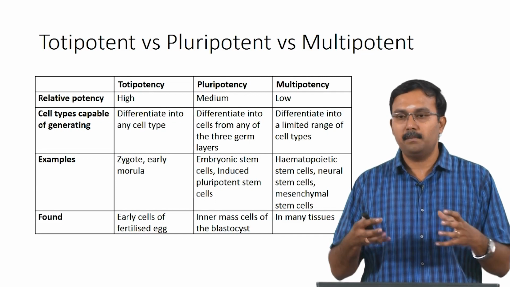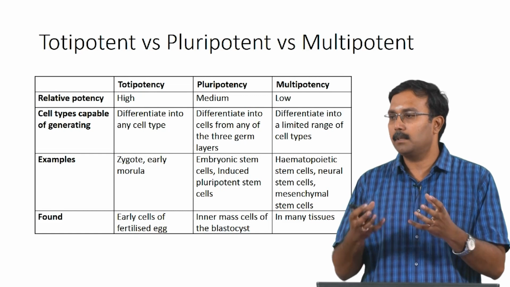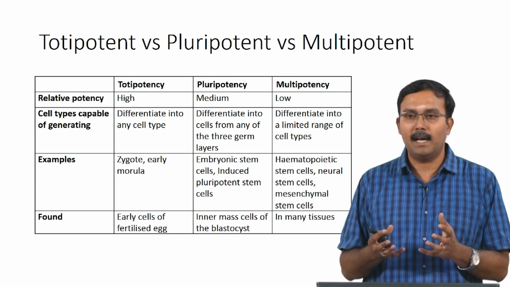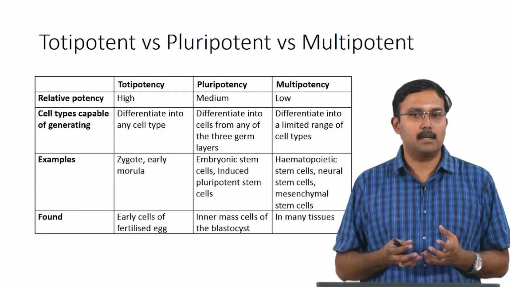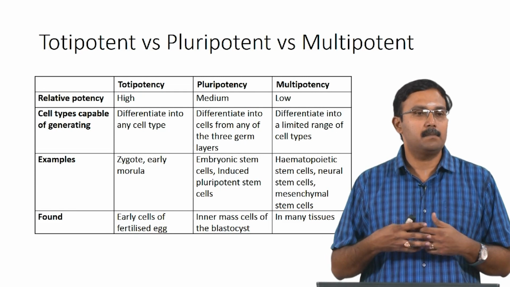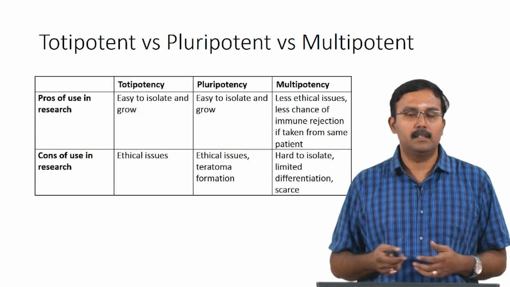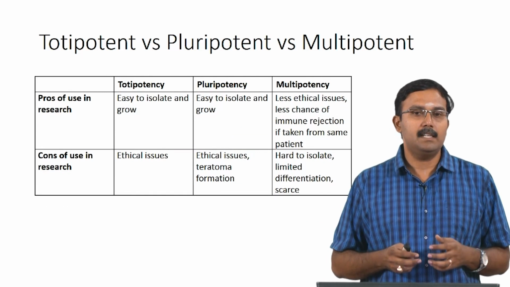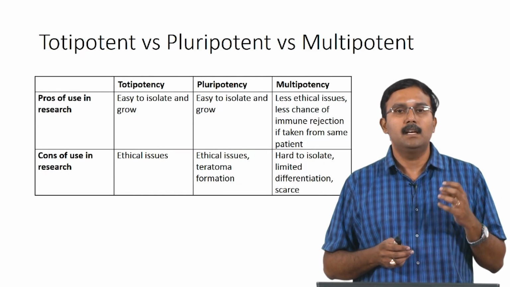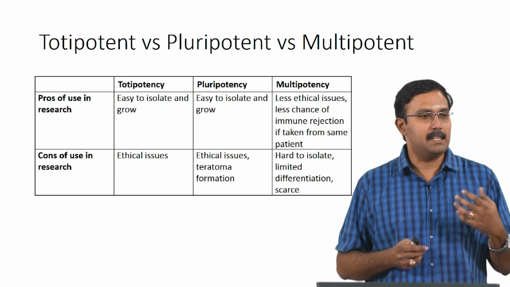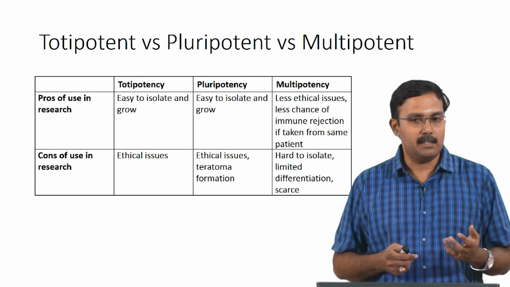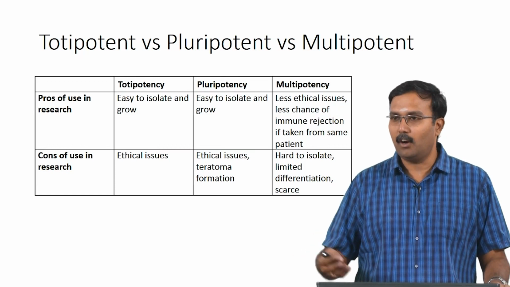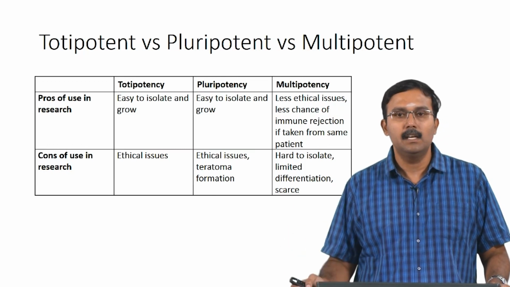An embryo develops for a few days and it forms something called a blastocyst, which is a cell mass. The inner cell mass of this blastocyst is embryonic stem cell, and multipotent stem cells are obtained from different tissues. The advantage of each of them is totipotent stem cells are easy to isolate and grow, and pluripotent are also easy to isolate and grow. So, you can get a lot of them, it can easily be cultured.